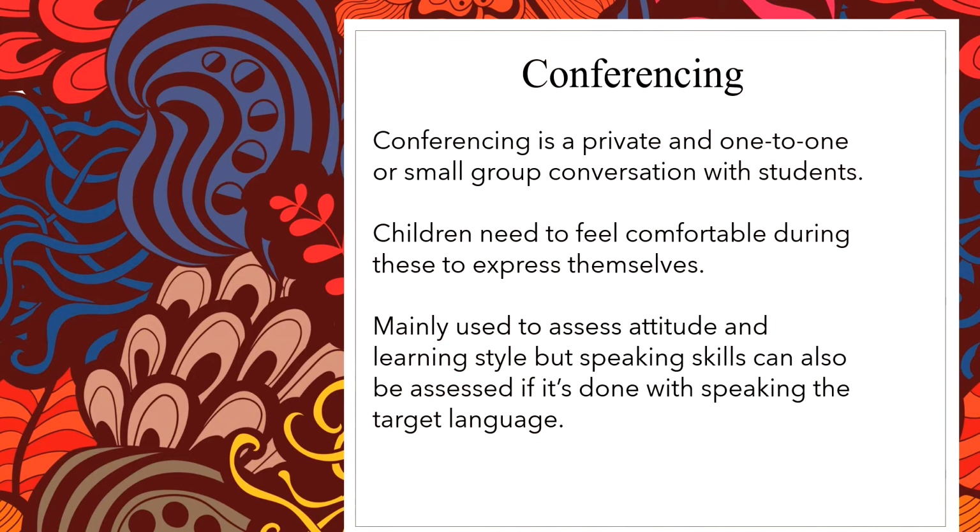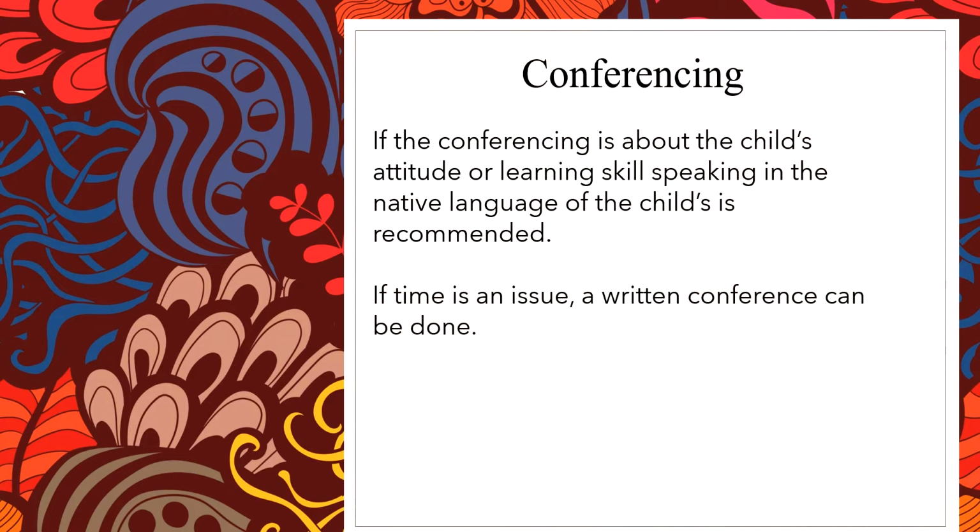Conferencing. Conferencing is a private and one-to-one or small group conversation with students. Children need to feel comfortable during this to express themselves freely. Mainly used to assess attitude and learning style, but speaking skills can also be assessed if it's done with speaking the target language. But if the conference is about the child's attitude or learning skill, speaking in the native language of the child is recommended. If time is an issue, a written conference can be done.